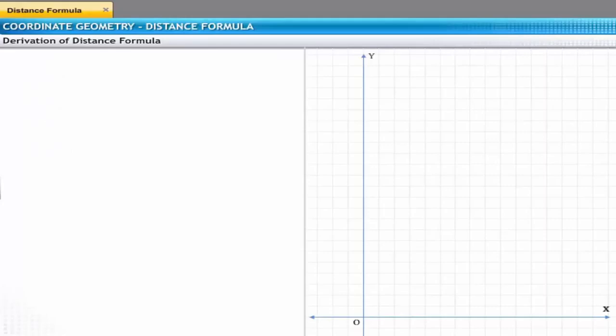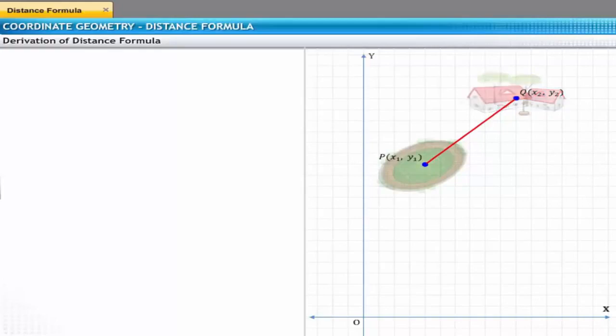First, let us derive a generic formula to obtain the distance between any two points with the help of their coordinates. In the graphical representation of the distance formula on the screen, let point P, x1, y1 represent the stadium on the graph, and point Q, x2, y2 represent the school. To find the distance between points P and Q, we draw a perpendicular line from point P to the x-axis. This line intersects the x-axis at point R.